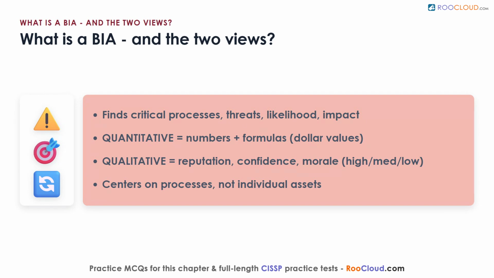2 lenses run throughout. A quantitative assessment uses numbers and formulas, usually expressing options as dollar values. A qualitative assessment weighs the things numbers miss, like reputation, customer confidence, and workforce morale, sorting them into bands like high, medium, and low.